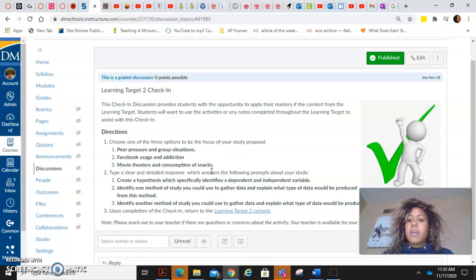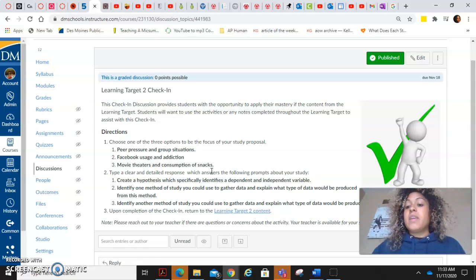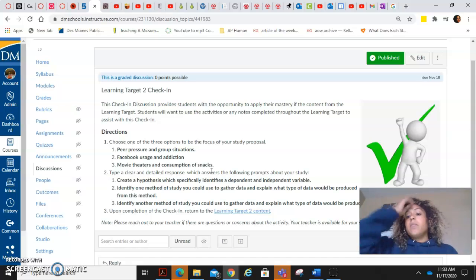That's a hypothesis. My independent variable or my dependent variable is going to be the people, the customers, right? And then the independent variable is going to be whether or not they're in groups or not, and how much money they're spending at the concession stands, okay?